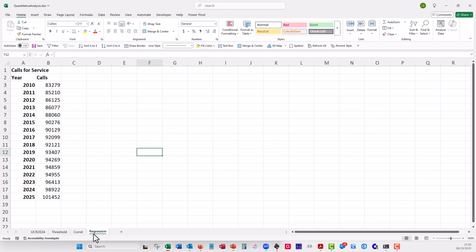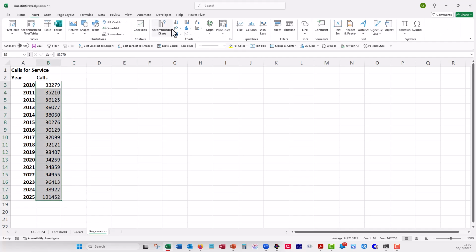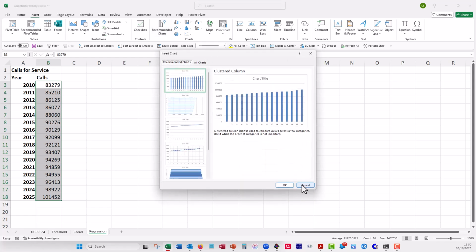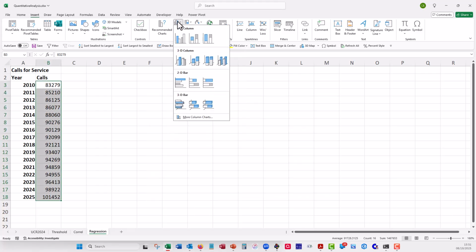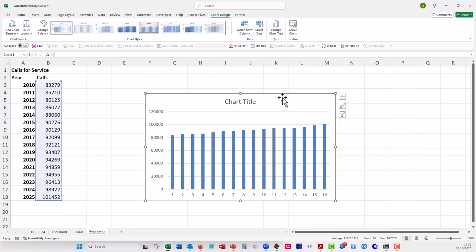Now we're going to do this with years and calls for service. And just so we can see it graphically, you don't have to do this, I'm going to put a graph. Actually, I'll do a column graph. Okay.